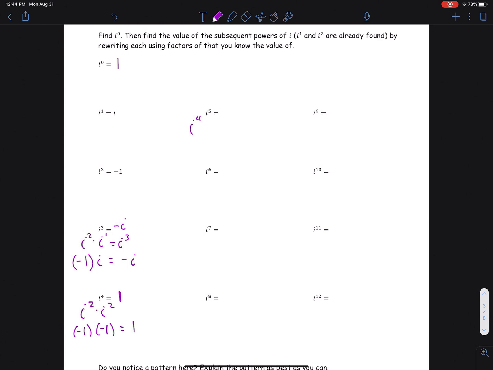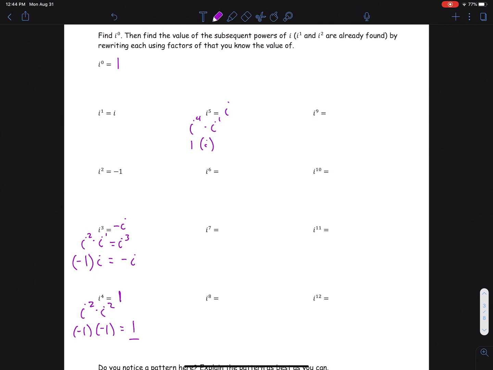So 1 is a really easy number to work with. So I'm going to choose i to the fourth every time I can. So i to the fourth times i to the first, which is just i. I to the fourth I know is 1. I found that down there. And then i to the first is just i. So i to the fifth is equal to 1 times i, which is i.